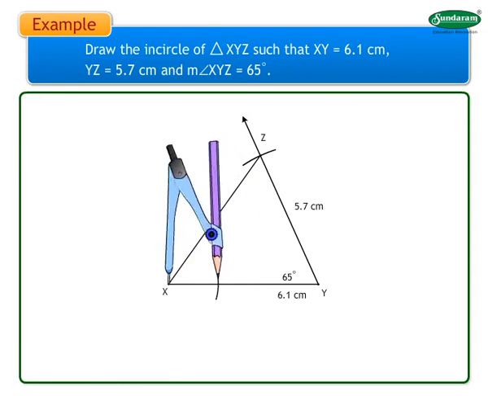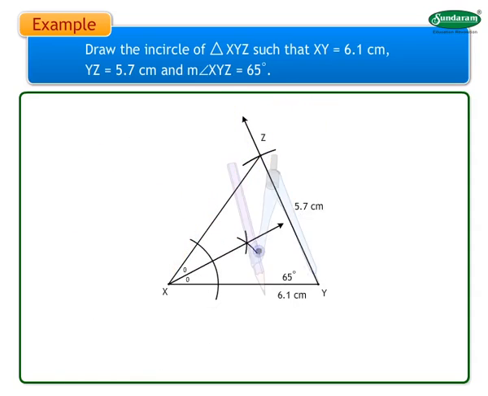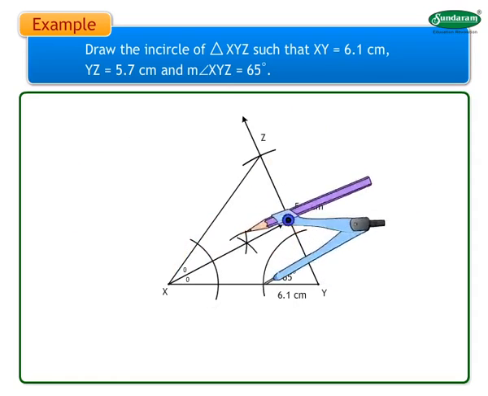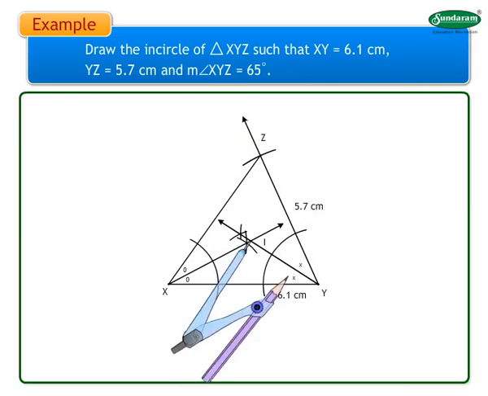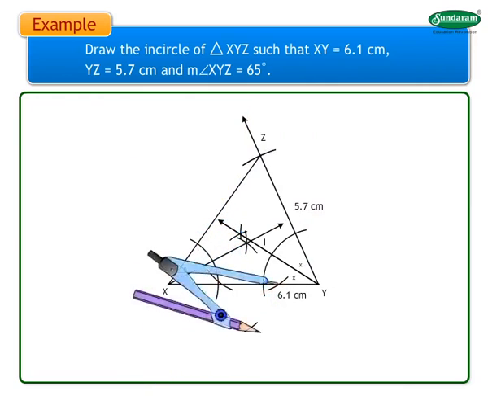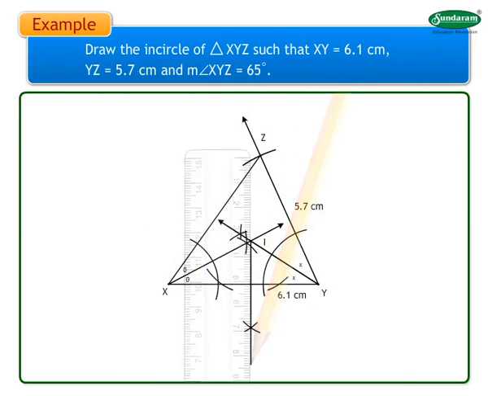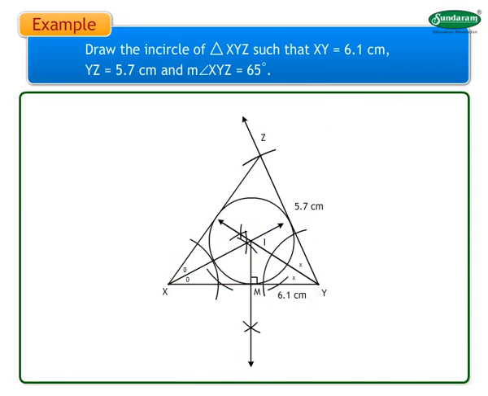XYZ. Now draw the angle bisectors of angle X and angle Y. Let these bisectors intersect at point I. Now draw a perpendicular from point I on the side XY. Point M is said to be the foot of perpendicular. Now draw a circle with the radius MI and center at I.